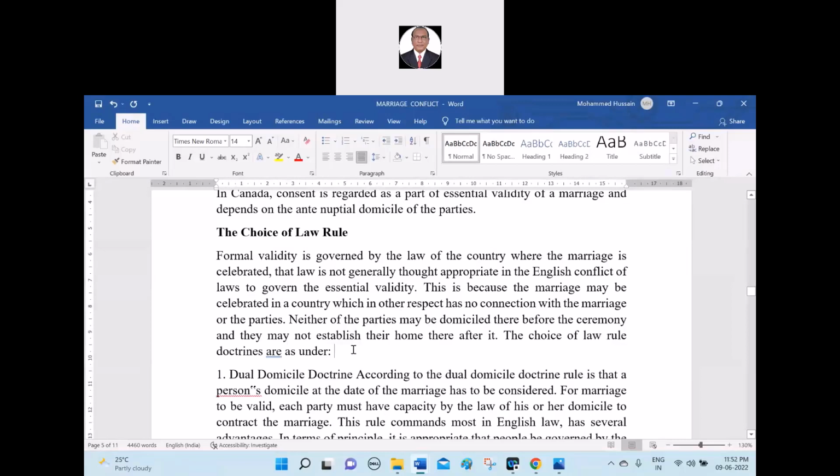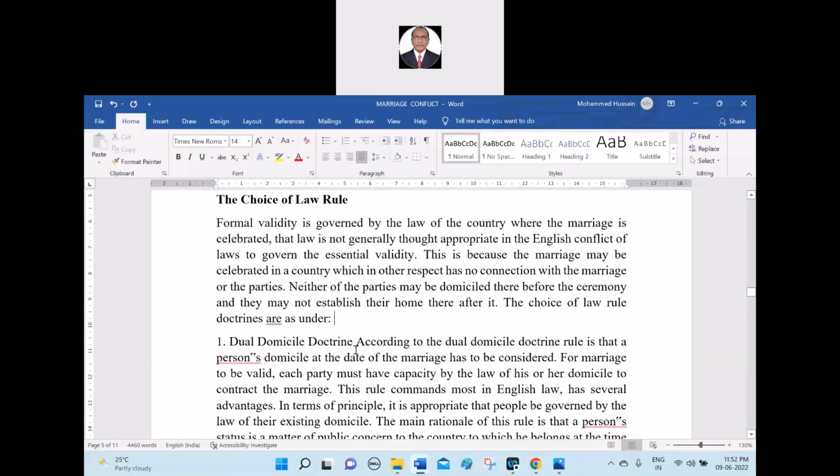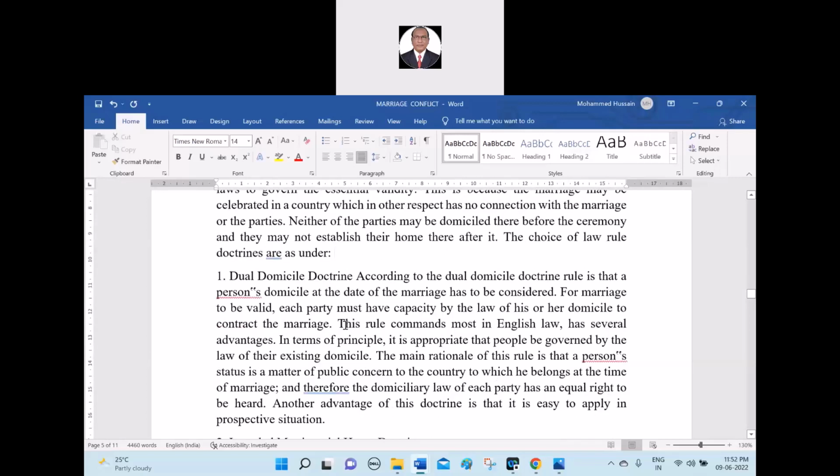In case nobody's domicile would be there, but if another country they went over there, they would like to marry. At that instance, what is the choice of law and how would the marriage be conducted? The question comes: if it is a common law country, they follow the lex domicile of the parties, and if it is a civil law country, we will follow the lex patriae, that is the nationality. But they also say dual domicile doctrine.